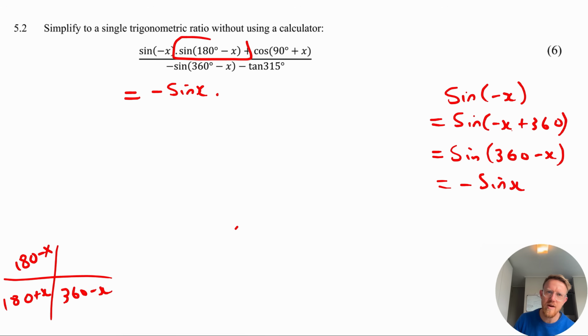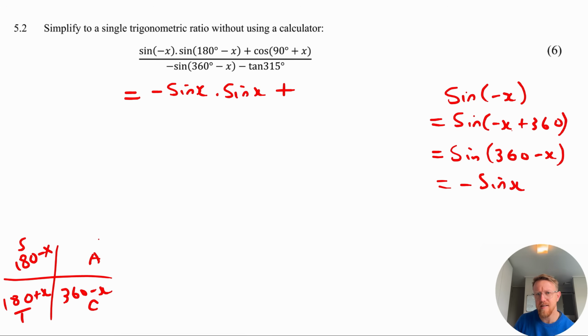This one here is really easy because it's already on the CAST diagram, and we know that sin is positive in that quadrant. Remember, it goes C, A, S, T. So that's where they're all positive here. Sin is positive here, tan is positive here, and cos is positive here. So this just becomes sin x.